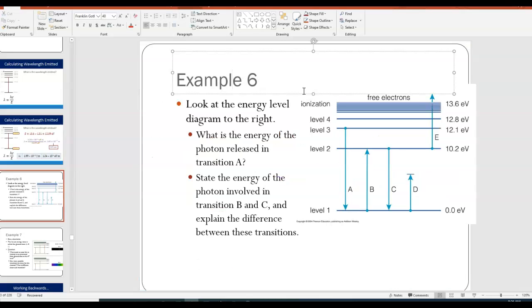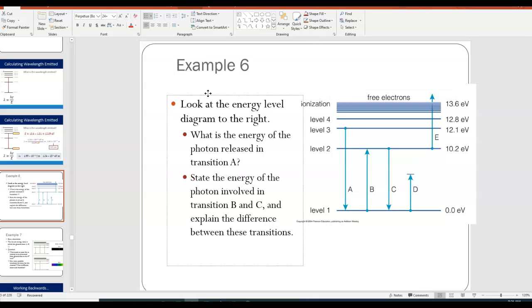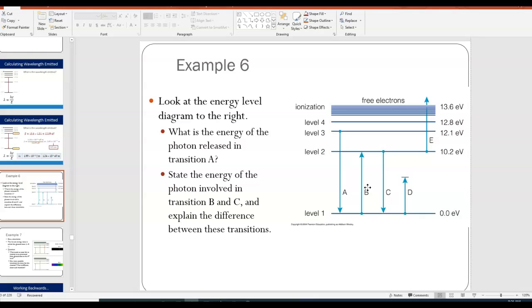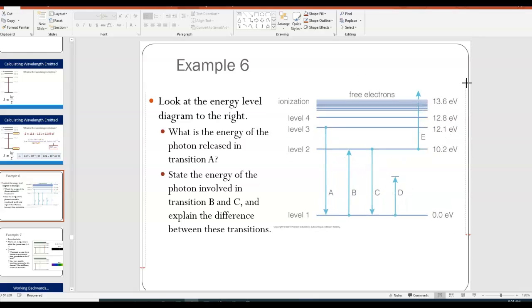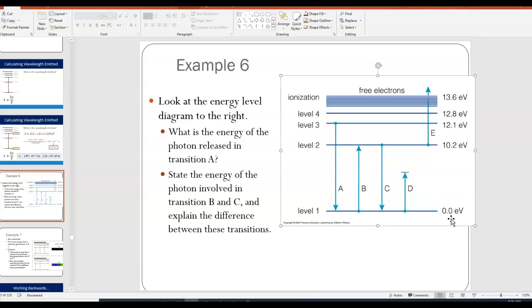Example 6, look at the energy level diagram to the right. What is the energy of the photon released in transition A? So here we're given some transitions, and they're labeled. Now, there's a problem with this picture. It's done incorrectly. For some reason, notice that the ground state is 0 eV, and then it goes up from there. That's not really how it should be drawn. I think whoever made this picture probably made a mistake there, but it's not that big of a deal.